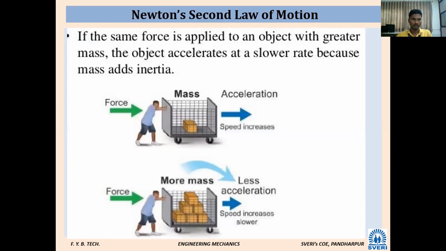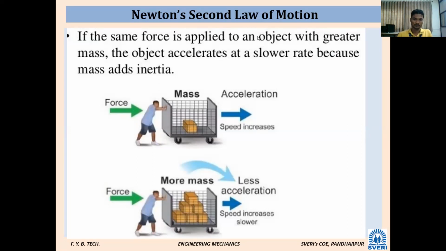So here, if the same force is applied to an object with greater mass, the object accelerates at a slower rate because mass adds inertia. Because mass adds inertia. The more the mass, what will be its effect on motion? If we are going to put more mass in an object, what will be the effect on its motion?